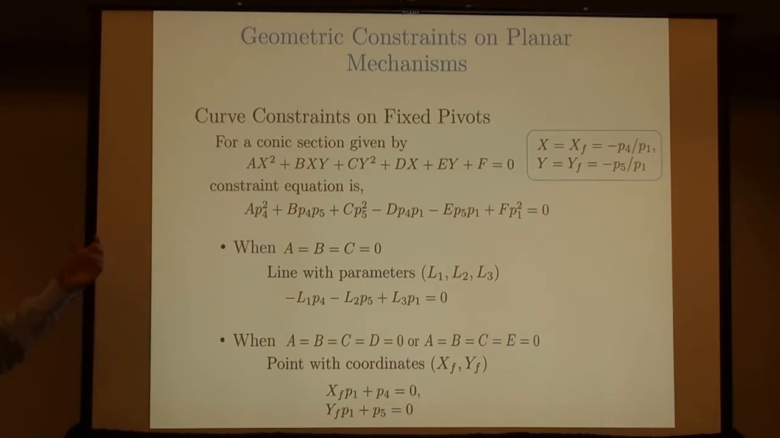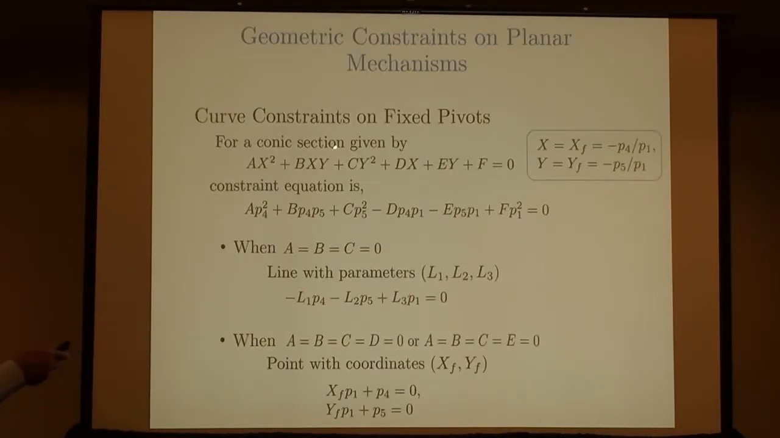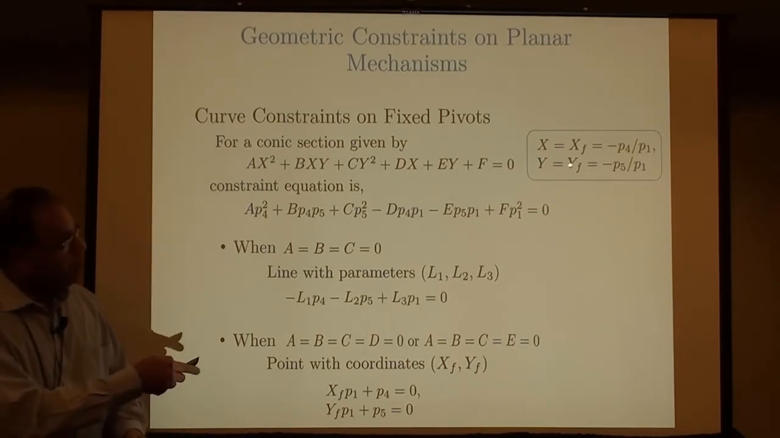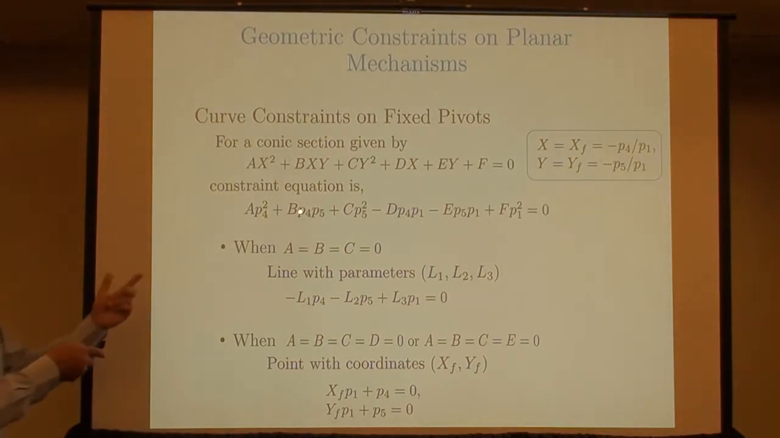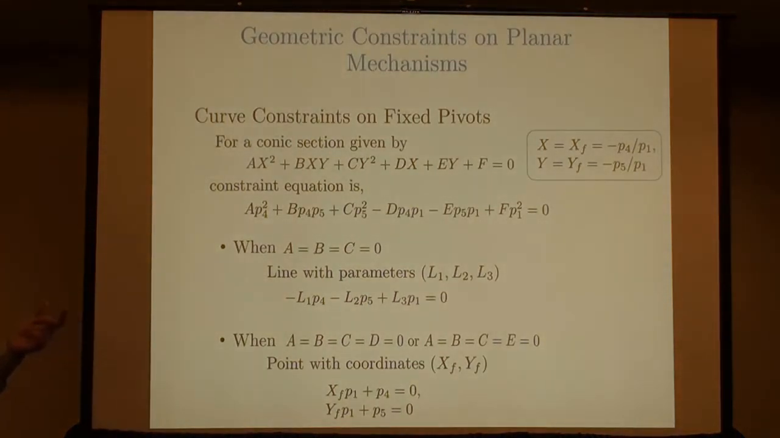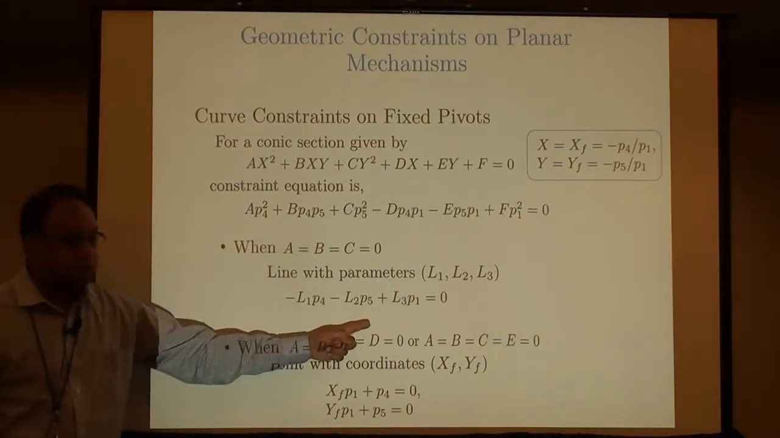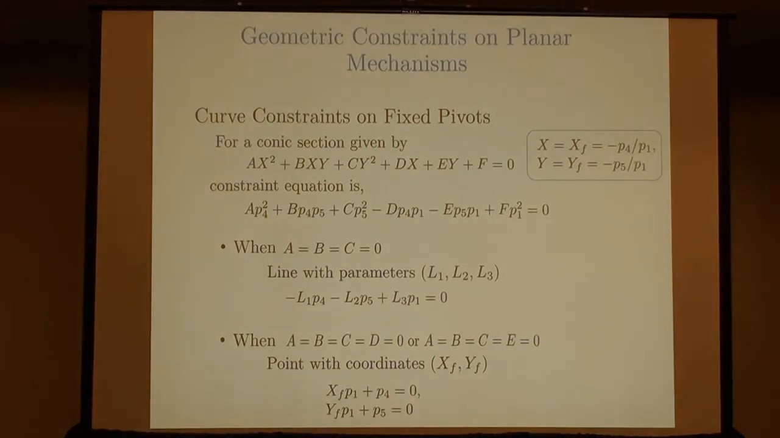So if I give you a constraint on the location of the fixed pivot, and let's say I'm saying that I can have my fixed pivot lie on any conic section, okay, then I already know what my fixed coordinates look like in terms of my P, so I can substitute that here, and I get something like this. So this is a non-linear geometric constraint on the location of the fixed pivot. If I make A, B, C to be 0, then this degenerates into a line.